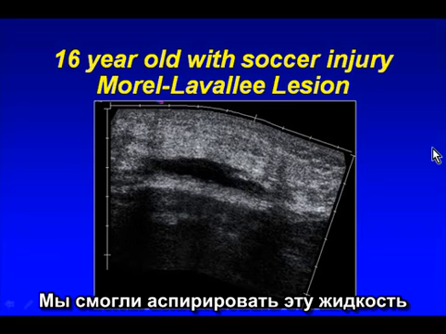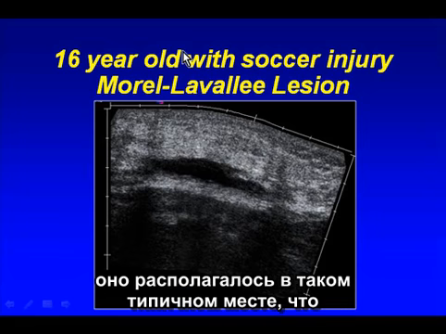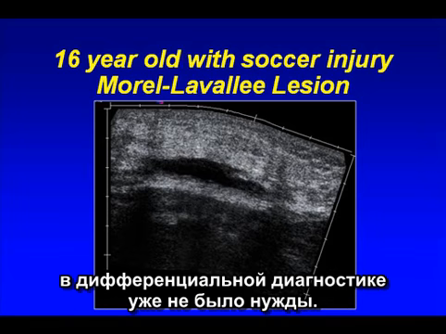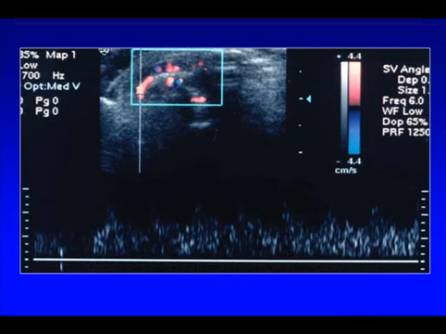We were able to aspirate this fluid for symptomatic relief, but the fact that it was in such a characteristic location really gave us no differential diagnosis. And there it is with the needle in place, having aspirated the fluid out.